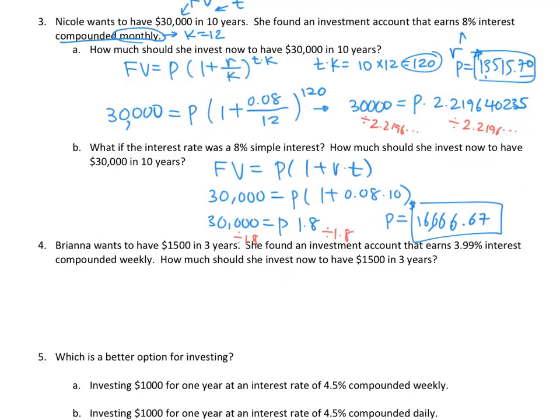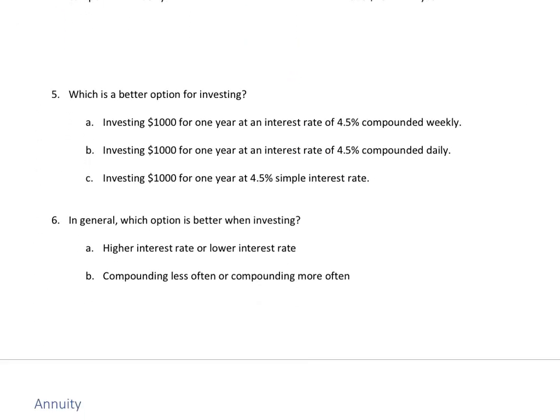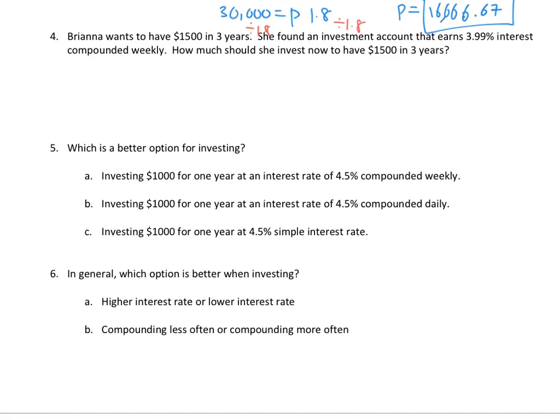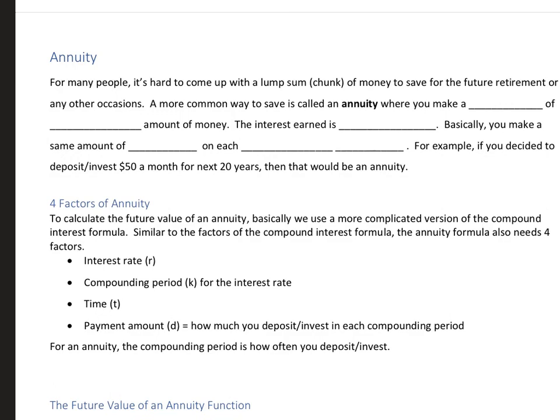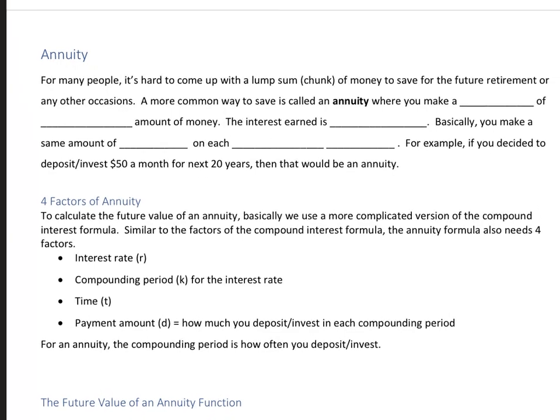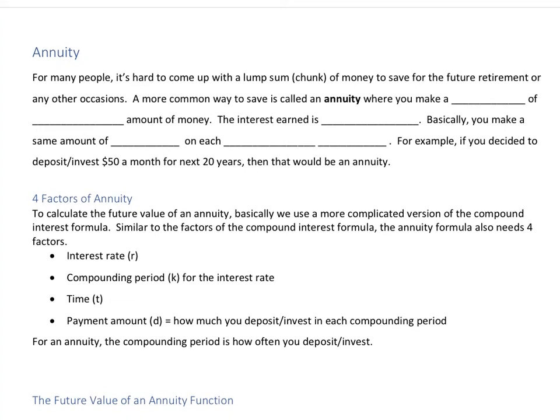I'm going to have you try number 4 and number 5. Number 4, 5, and 6. If you answer those, then after that, let's meet with the annuity section. All right, when you're done with the previous questions, let's look at the annuity.